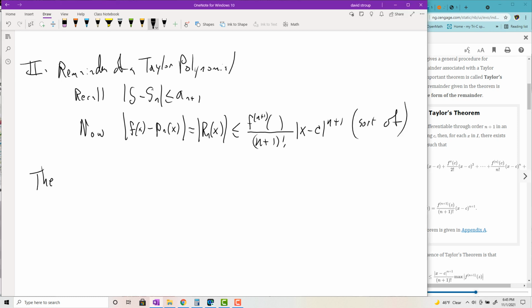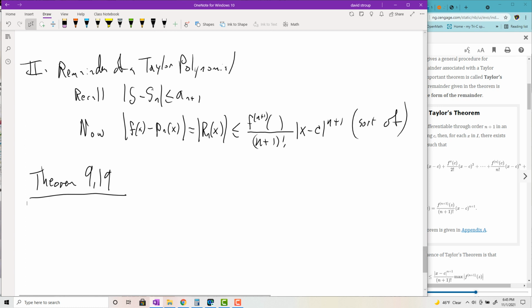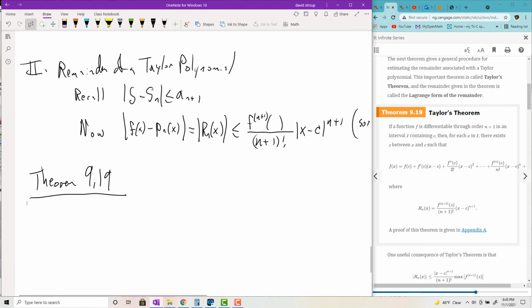So you have this theorem 9.19, and if your function obeys some criteria, so the thing is differentiable up to the n plus first derivative, and in some interval around the center c, then for each x in that interval there exists some z in between x and c such that we can approximate, or actually find, this function r sub n, which is kind of your error function, or the difference between the function and the polynomial.